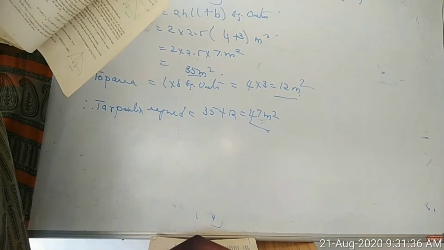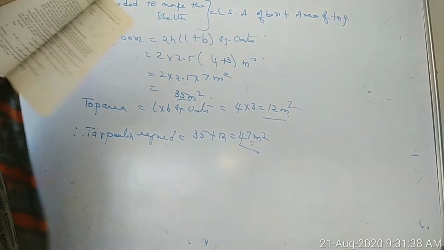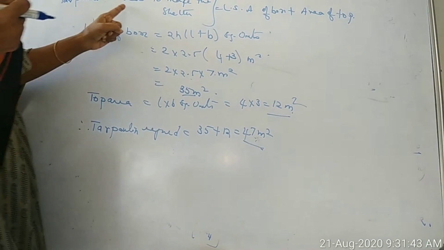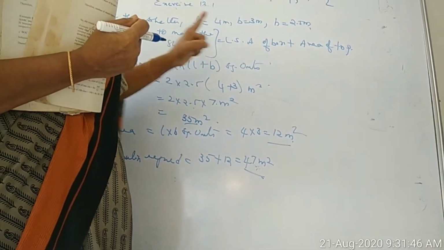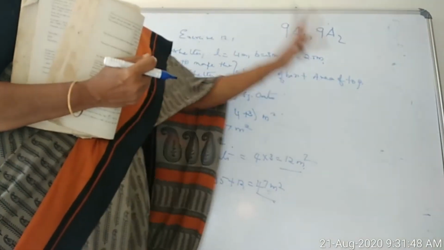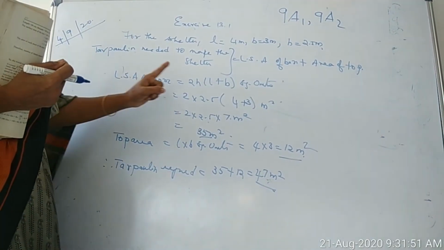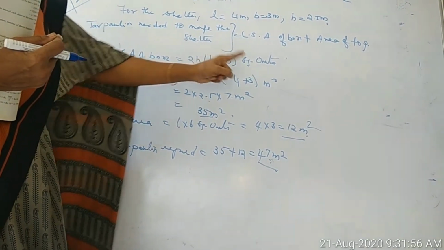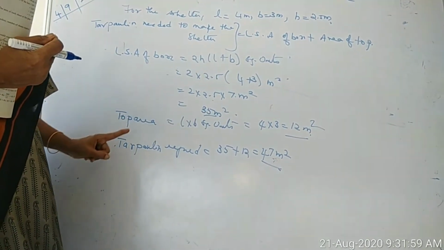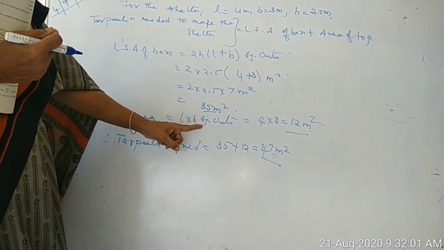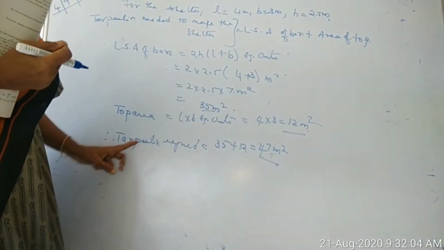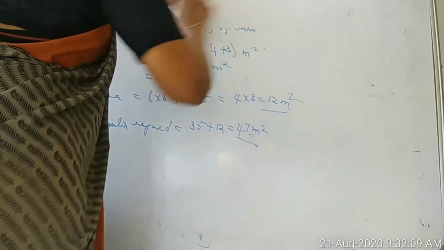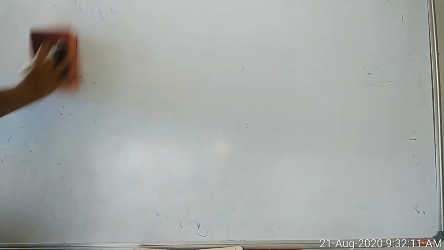A shelter for the car is to be made with a box-like structure, including the four sides and the top. So the tarpaulin needed to make the shelter is the LSA of the box plus area of the top. LSA, 2H. LSA means area of four sides. 2H into L plus B, 35 meters square, and the top is L into B, 4 into 3, 12. The total area required, tarpaulin required, is equal to 35 plus 12. I hope you are following, girls.